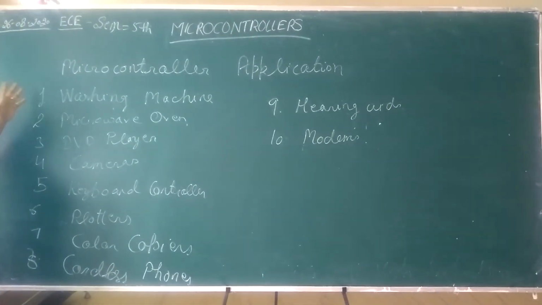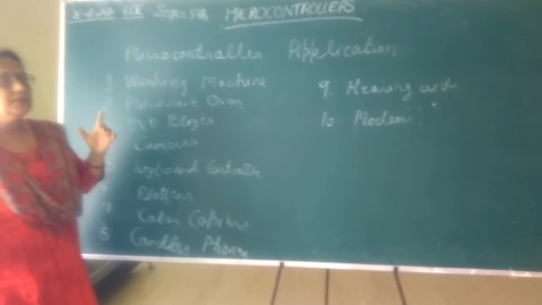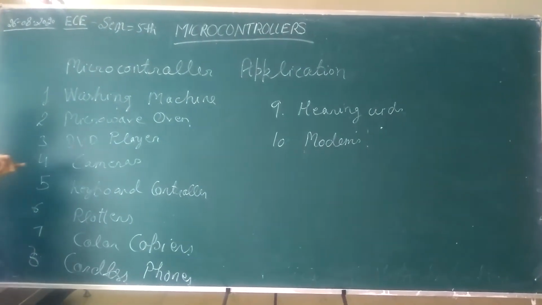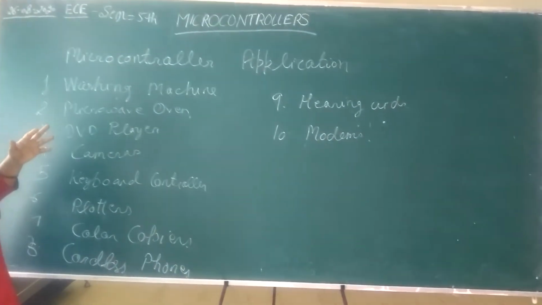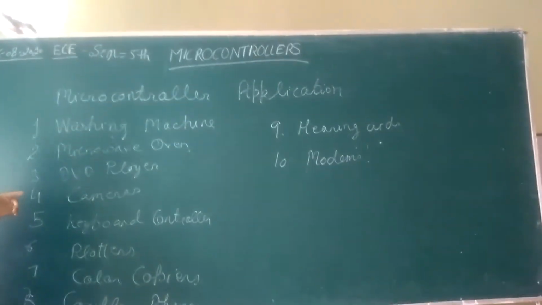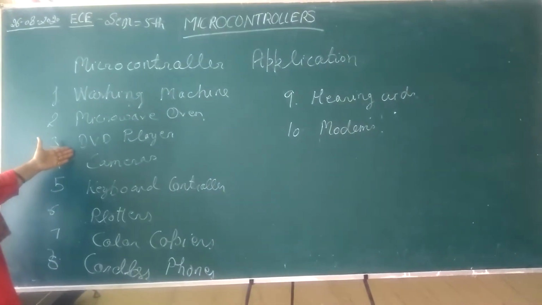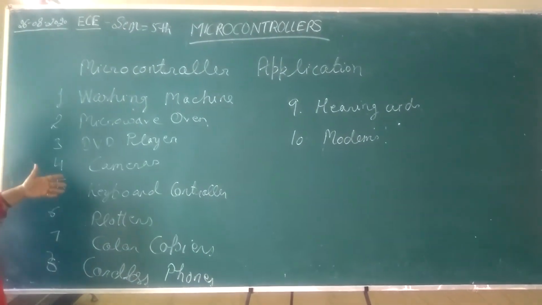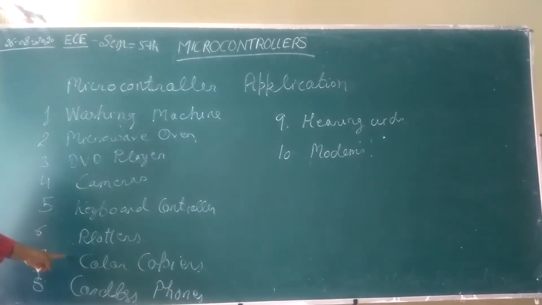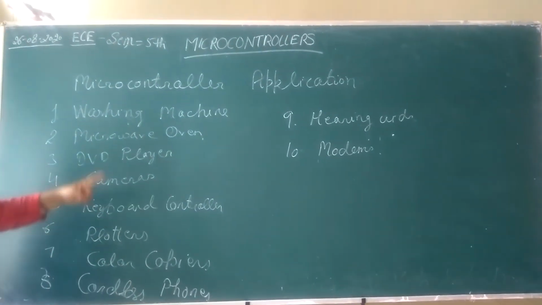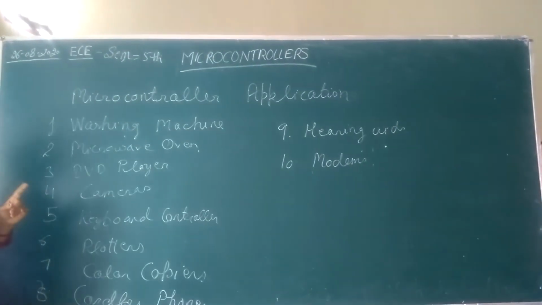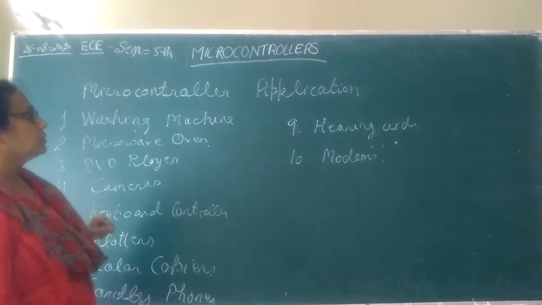Number 1, washing machine. वॉशिंग मशीन में एक चिप लगी होती है जिससे आप अपने घर की ऑटोमेटिक वॉशिंग मशीन कंट्रोल करते हो, जिसमें डिफरेंट डिफरेंट फंक्शंस दे रखे होते हैं. नंबर 2, माइक्रोवेव ओवन. आपने अपने घरों में देखा होगा, माइक्रोवेव ओवन में चिप को एक टाइमर सेट लगा होता है जिसके अकॉर्डिंग आप इसमें अपना काम कर सकते हो. डीवीडी प्लेयर, कैमराज, कीबोर्ड कंट्रोलर. कीबोर्ड इज आल्सो कंट्रोल्ड बाय ए चिप, दैट इज द माइक्रोकंट्रोलर. प्लॉटर्स, कलर कॉपियर्स, कोडलेस फोन्स, hearing aids and modems. Modem से हम modulation and demodulation करते हैं. All these are the applications of microcontroller.